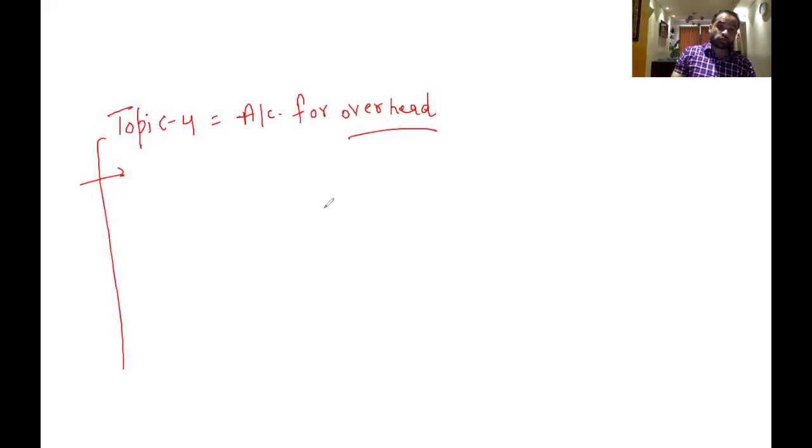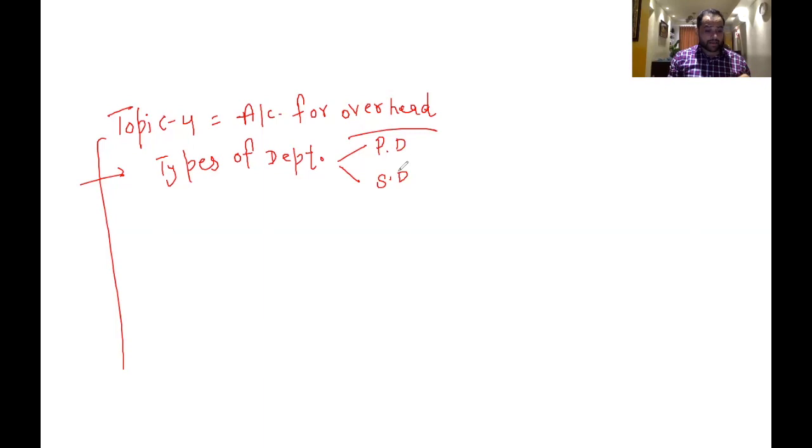Then we come to the main ideas for topic 4, which was methods. But before methods, we need to understand about types of departments. We have 2 types of department: a production department and a service department. What's the difference? Production department is directly involved, service department is indirectly involved.